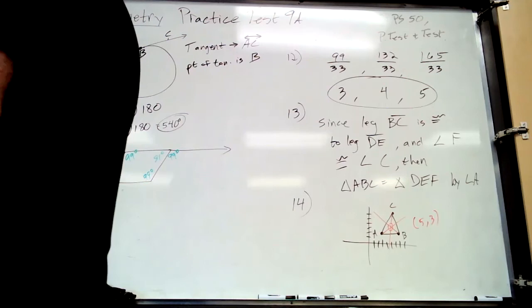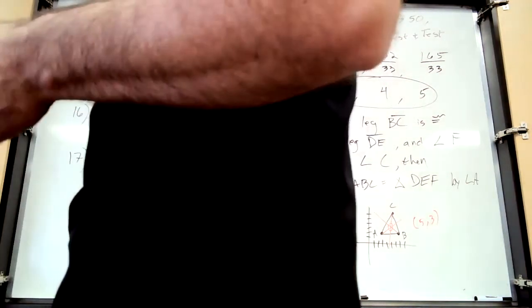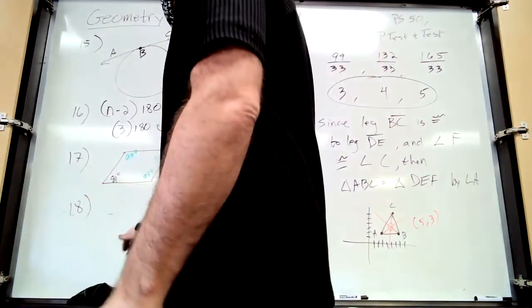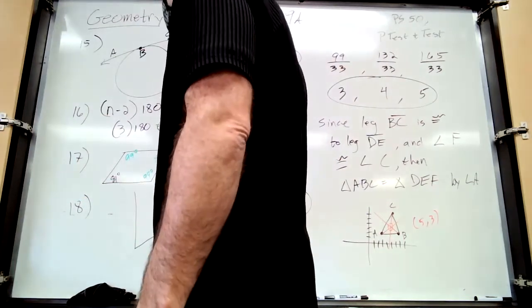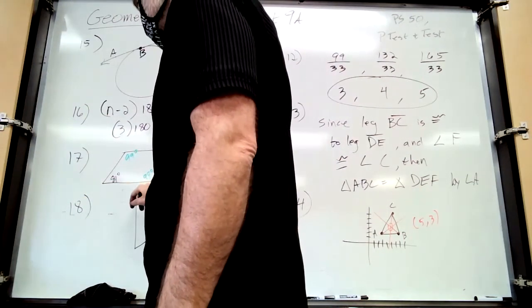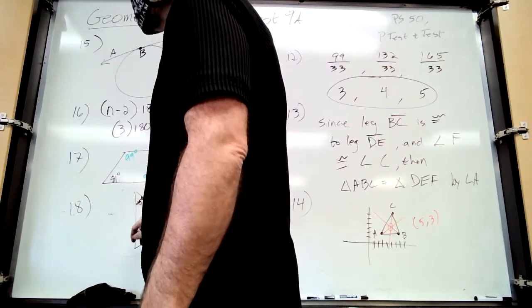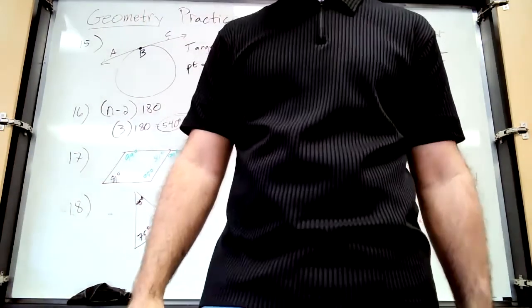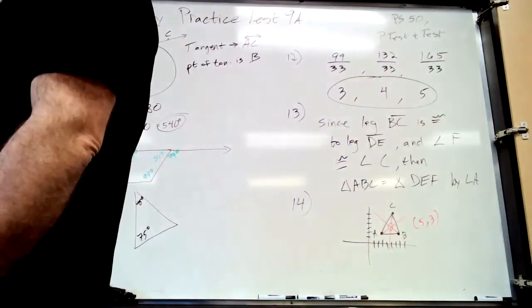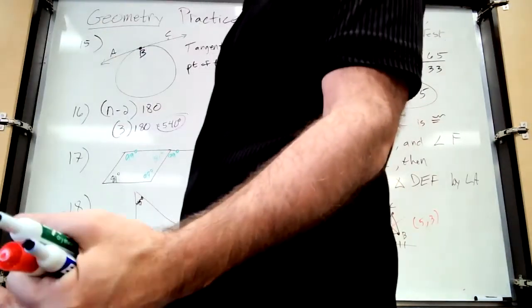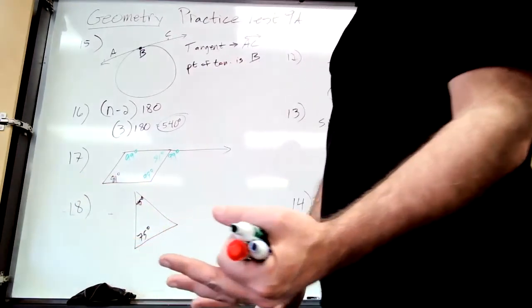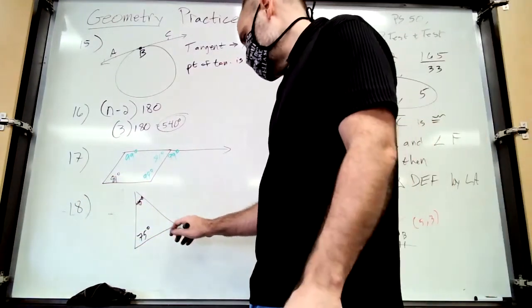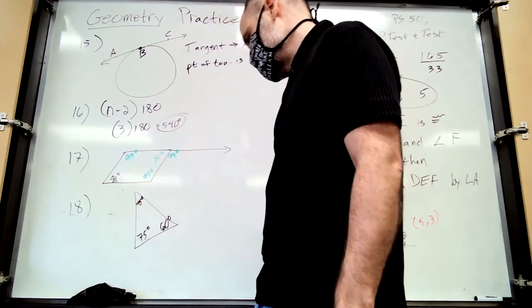Number 18, order the lengths of sides of the triangle, least to greatest. Okay, first of all, what's that third angle? It looks congruent to Y, but I don't think it is. How do you figure out that third angle? You just use 180. So 180 minus 120 is 60 degrees.